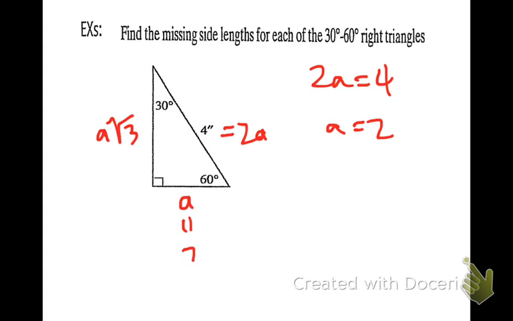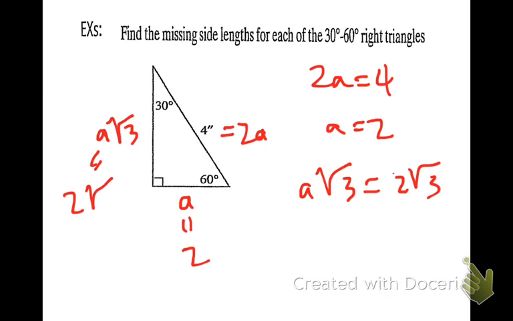So this side would equal 2. And then a radical 3 is going to be 2 times radical 3. So my other side is equal to 2 radical 3. Any questions?